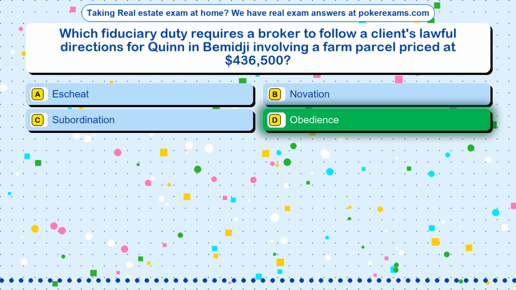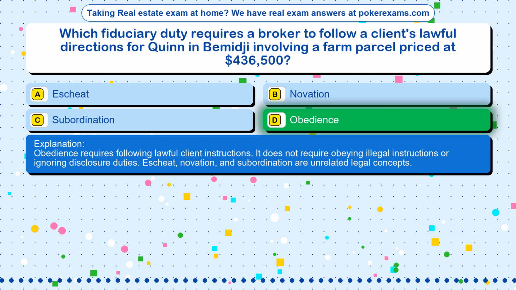The correct answer is option D, obedience. Obedience requires following lawful client instructions. It does not require obeying illegal instructions or ignoring disclosure duties. Escheat, novation, and subordination are unrelated legal concepts.